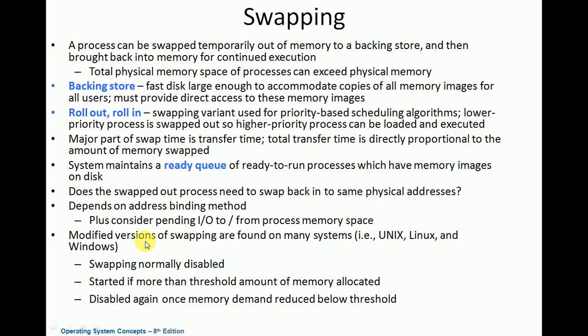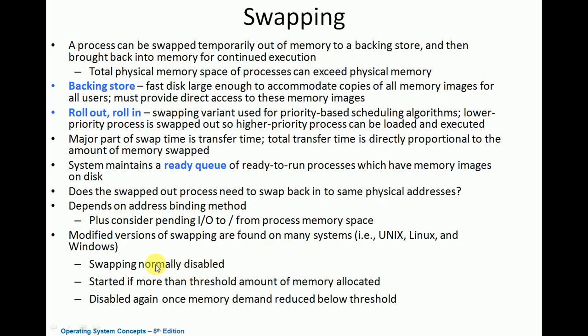Most of the systems will adopt this particular approach. There are some modified versions of swapping used in many systems like Unix, Linux and Windows. In these systems, usually the swapping operation is disabled. Swapping is expensive here. It is not efficient with respect to time, because always swapping out and swapping in causes delay in program execution. That is, transfer time is added to the program execution time. So it is not always preferred.